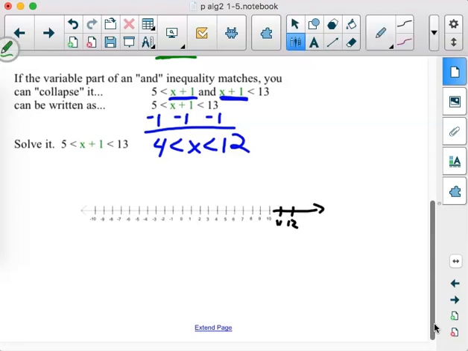Okay, so should we put an open or a closed dot at 4? Open. Open or a closed dot at 12? How do you know? Doesn't have an equals bar. The extra equals bar means you have to do some extra shading. This doesn't have it. And if it's an and sandwich, where does the shading have to go? In the middle. All the good stuff.